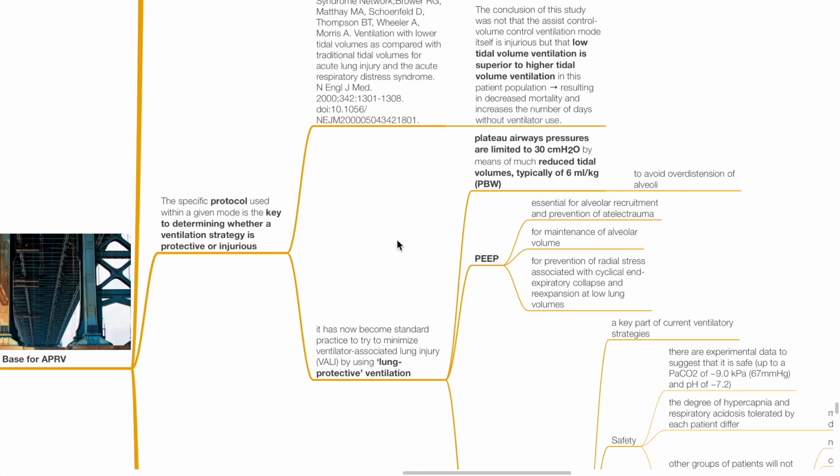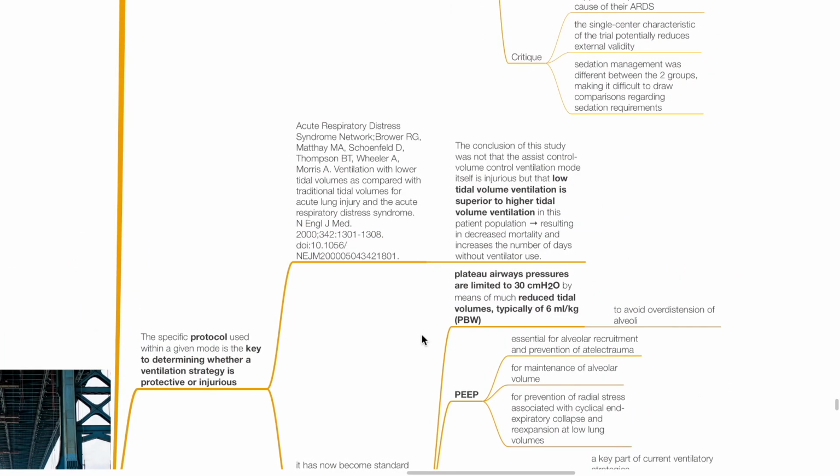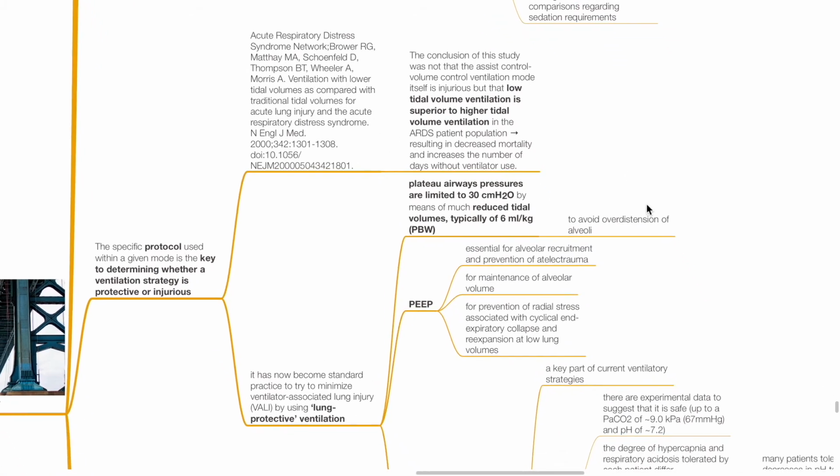The specific protocol used within a given mechanical ventilation mode is the key to determining whether a ventilation strategy is protective or injurious. The ARDS Network study in 2000 concluded that it was not that the assist control volume control ventilation mode itself is injurious, but that low tidal volume ventilation is superior to higher tidal volume ventilation in the ARDS patient population, resulting in decreased mortality and increased number of days without ventilator use.